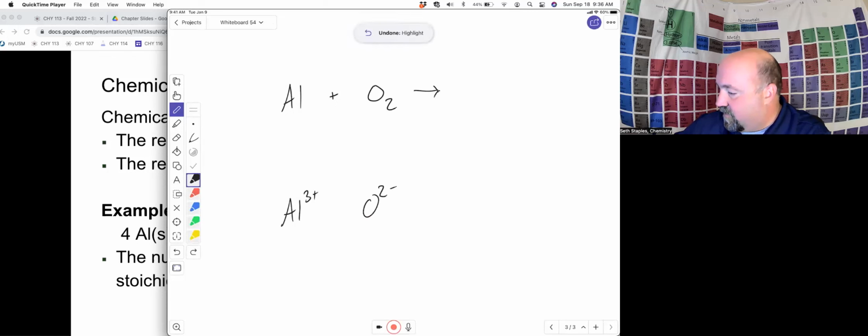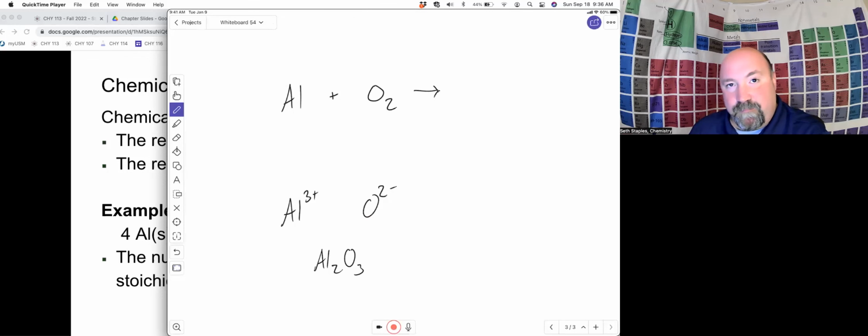Accidentally chose highlight there, evidently. There we go. That means that we're going to have a chemical formula of Al2O3.